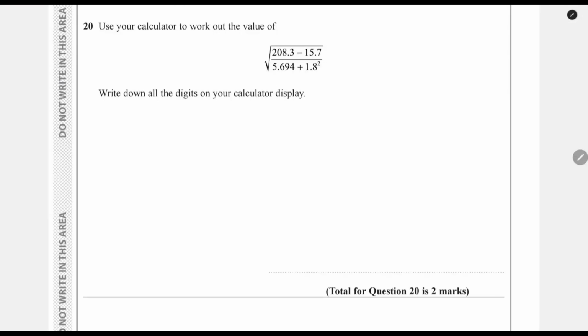Question 20 says, use your calculator to work out the value of the square root of 208.3 minus 15.7, divided by 5.694 plus 1.8 squared. Write down all the digits on your calculator display. So if we put that into our calculator, we should get 4.643069317.